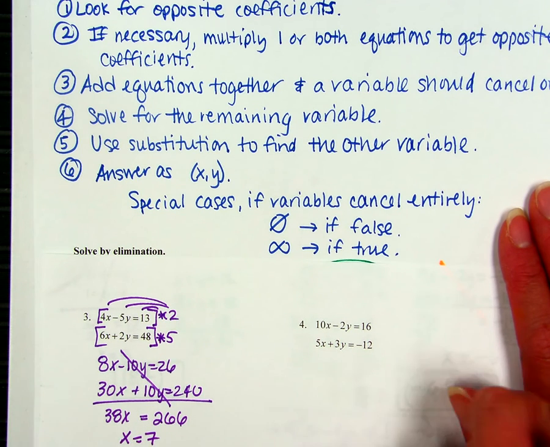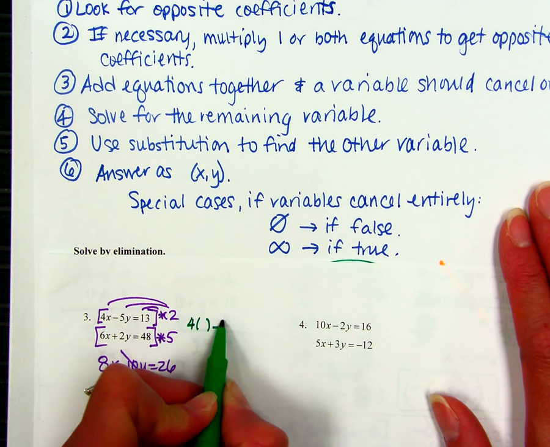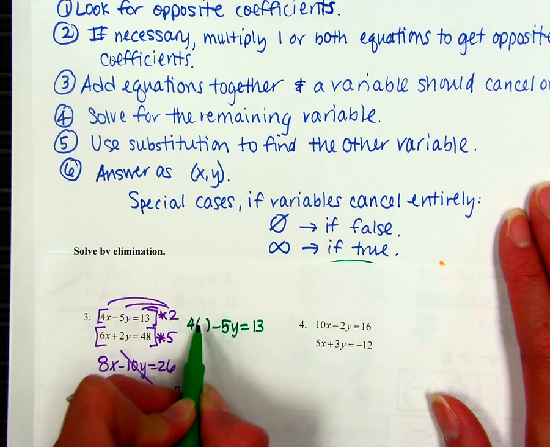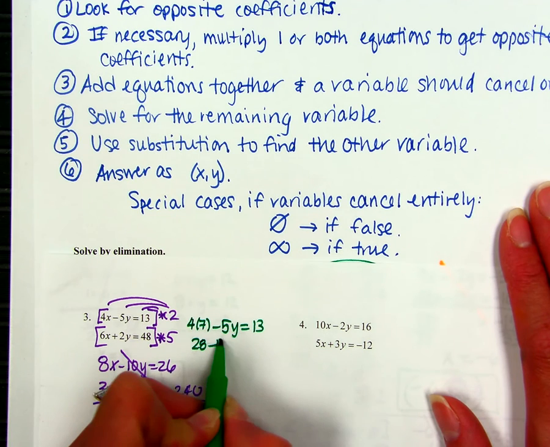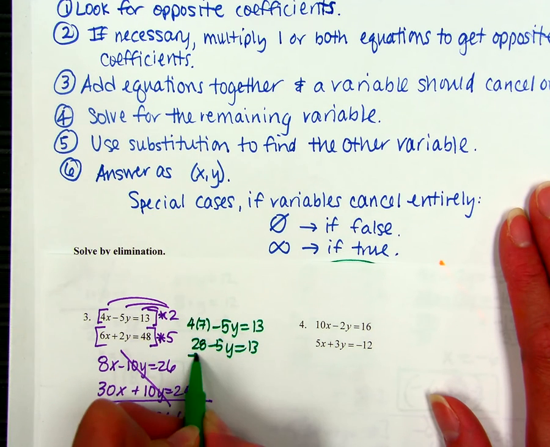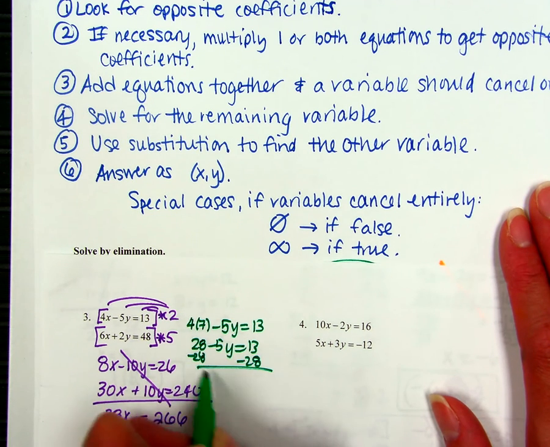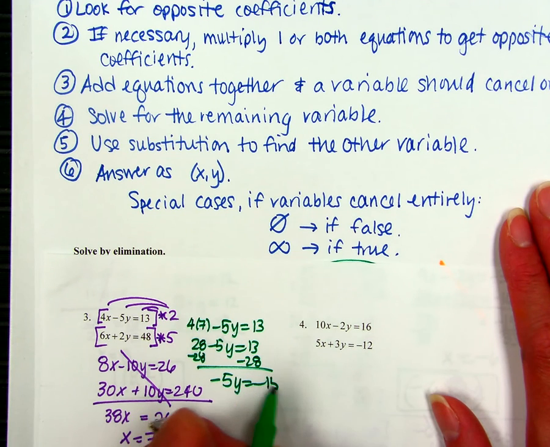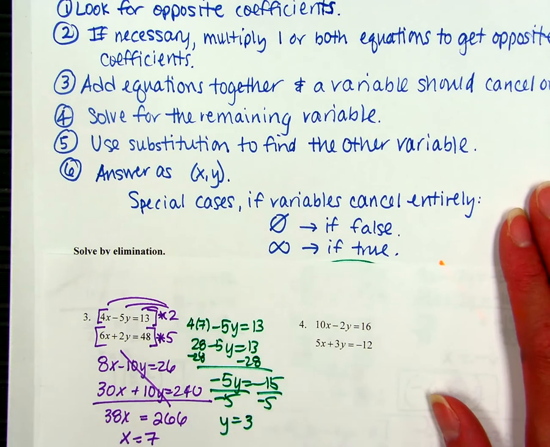So now substitute that back into either of the equations. It doesn't matter which one. So 4 times 7 minus 5y equals 13. 28 minus 5y equals 13. If you subtract 28 on both sides, you get negative 5y equals negative 15. And y equals 3. All right, so final answer is 7, 3.